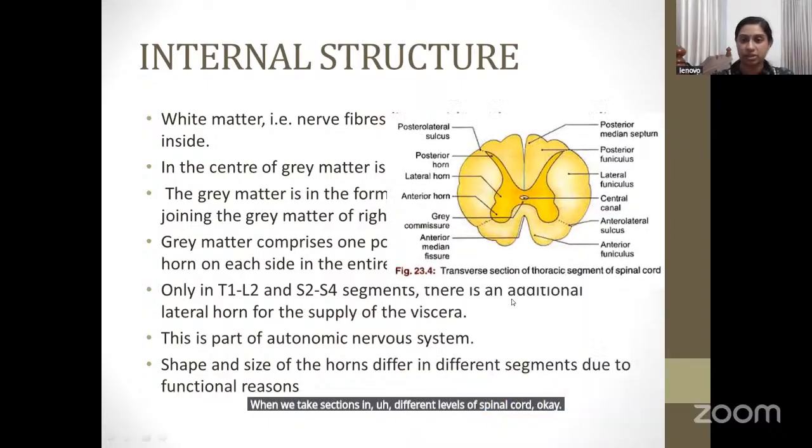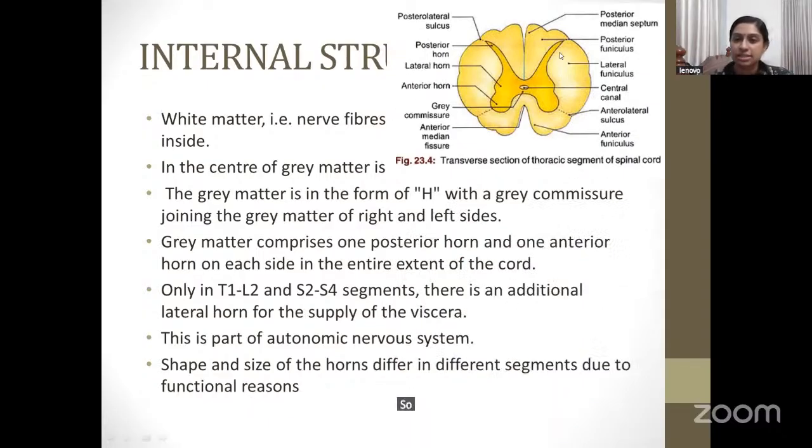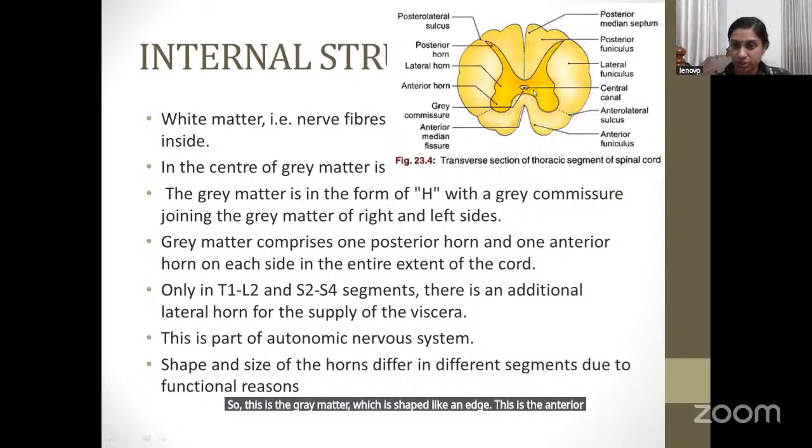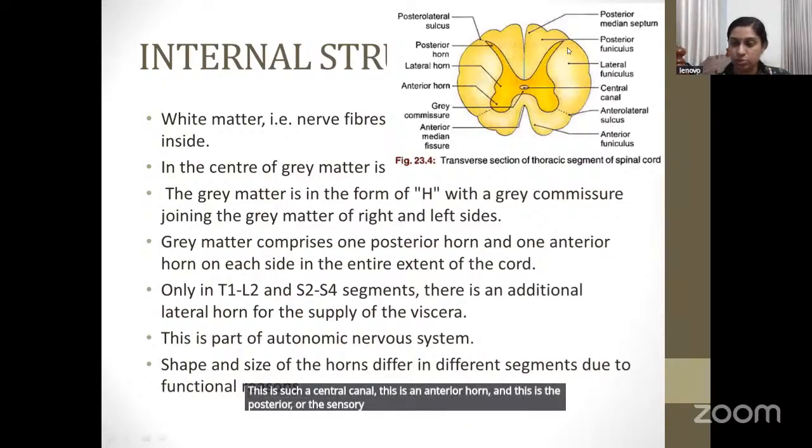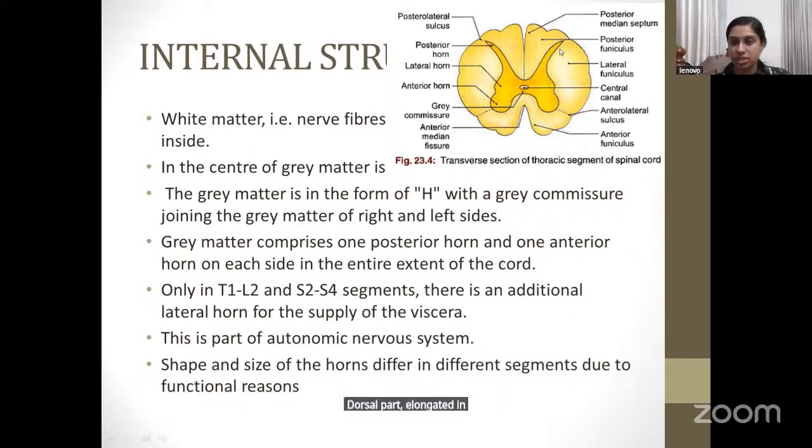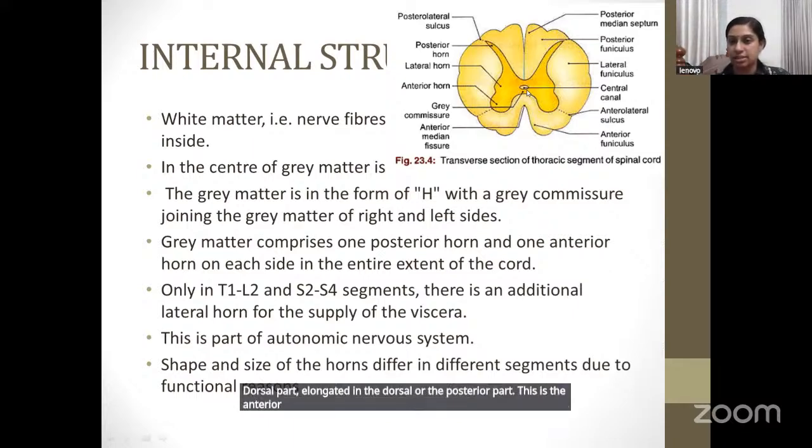This is the gray matter, which is shaped like an H. This is the anterior commissure. This is the central canal. This is the anterior horn. And this is the posterior or sensory horn, the dorsal horn. Posterior is always called the dorsal part. This is located in the dorsal or posterior part. This is the anterior part. This is the central canal.